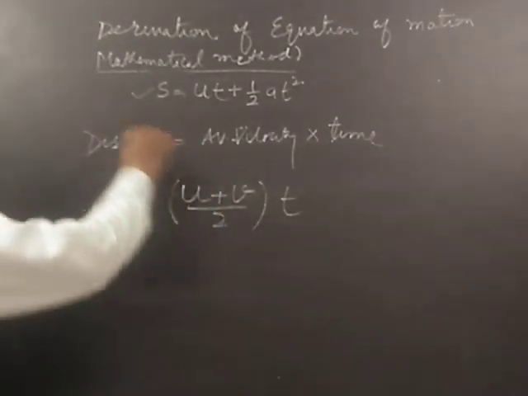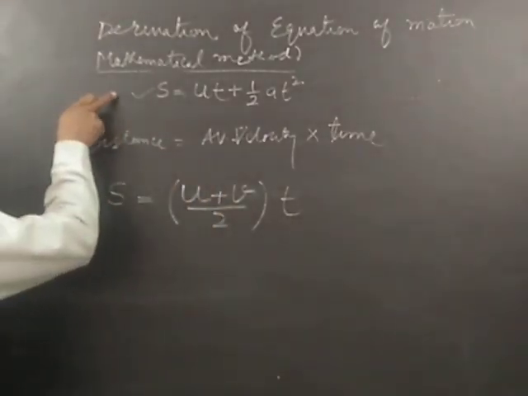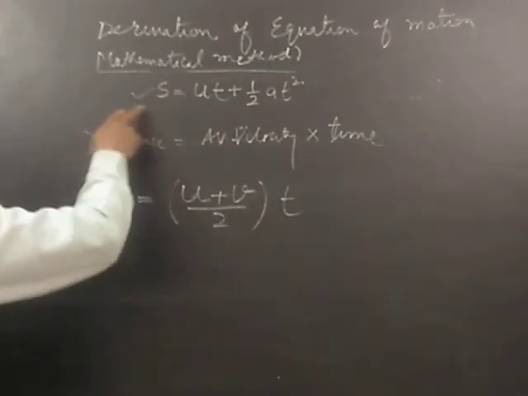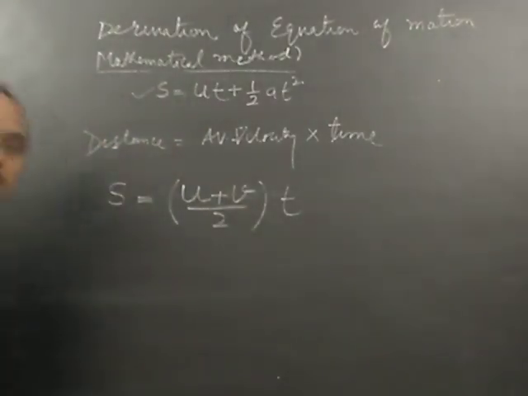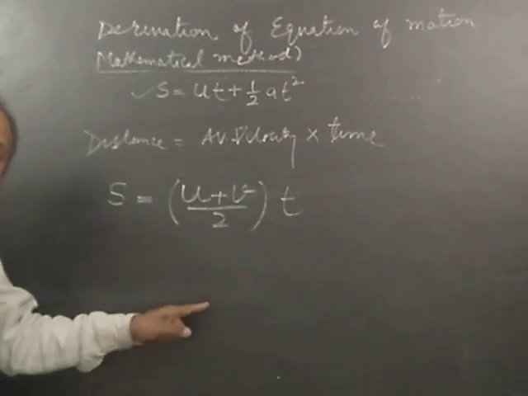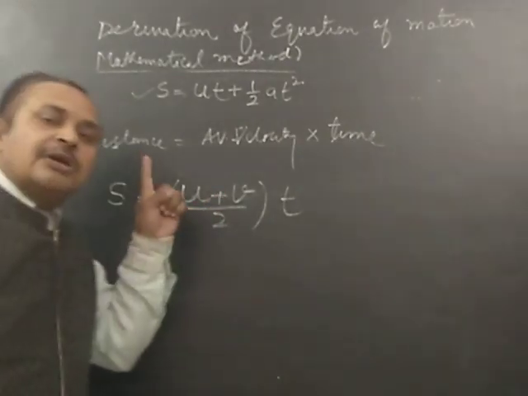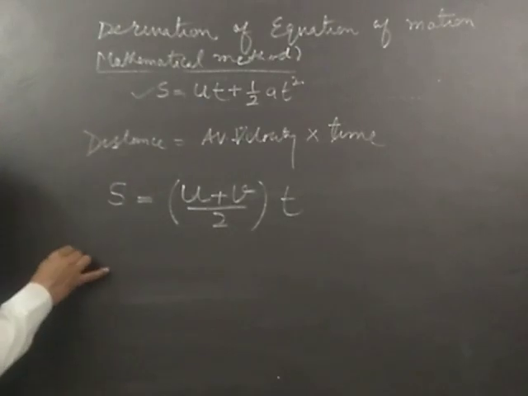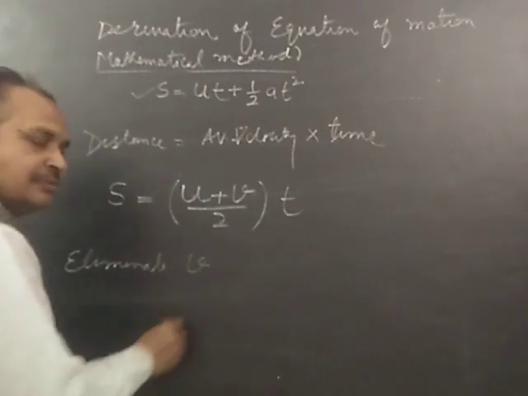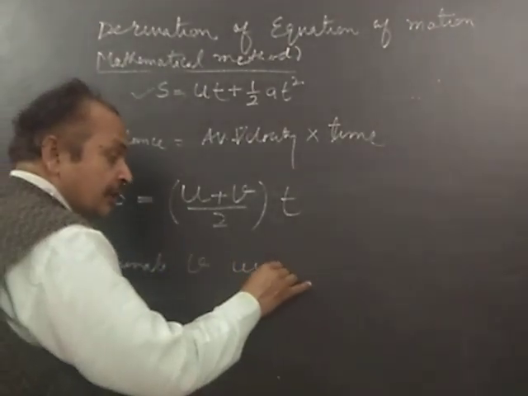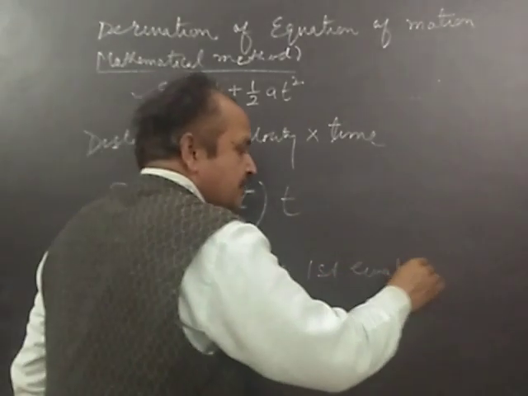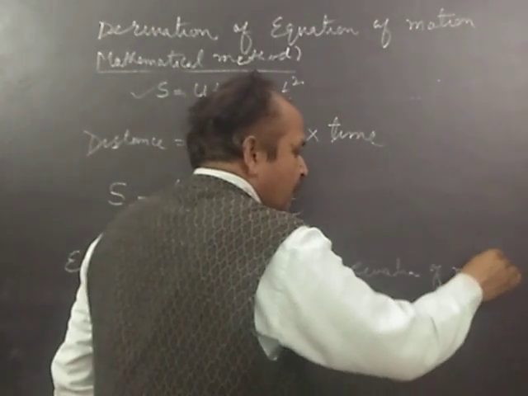Now you can clearly see that when I talk about the second equation of motion, my dear friends, do we have v in this equation? Do we have v there? No. So what do I have to do? I will try to remove this v, and that is called eliminate. To eliminate v, using the first equation of motion.